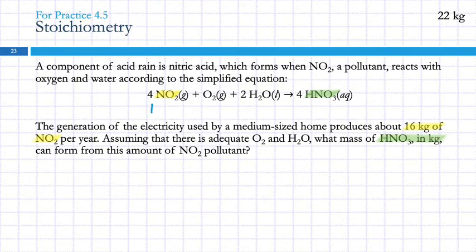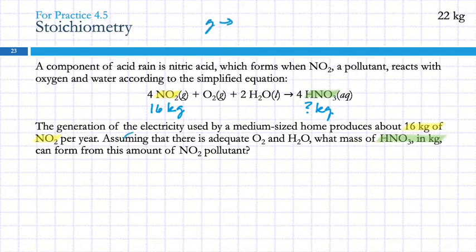So it's saying 16 kilograms, and we want to know the number of kilograms of nitric acid. Well, what did I tell you the path was? Grams to moles to moles to grams. Can we do that exactly here? No, because it's kilograms.